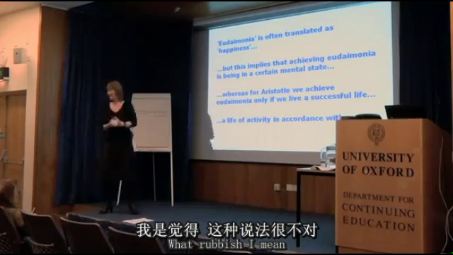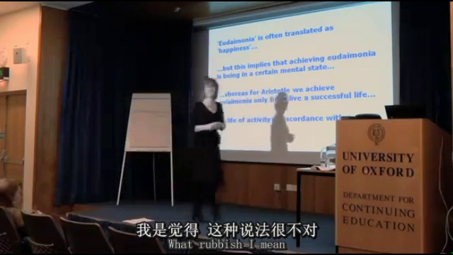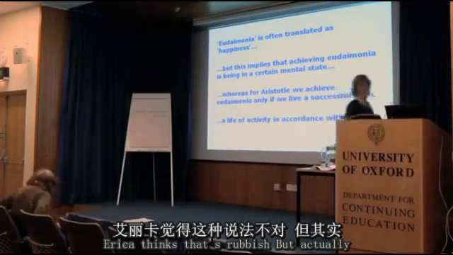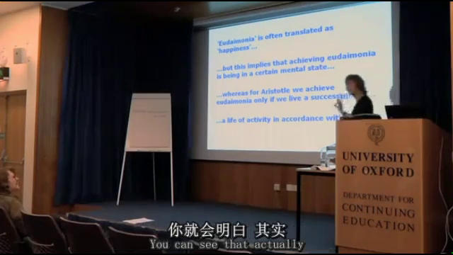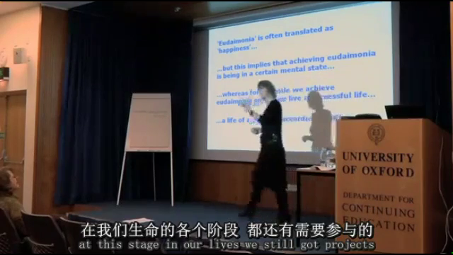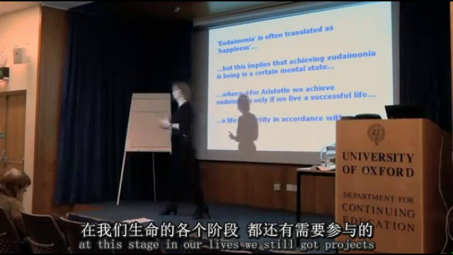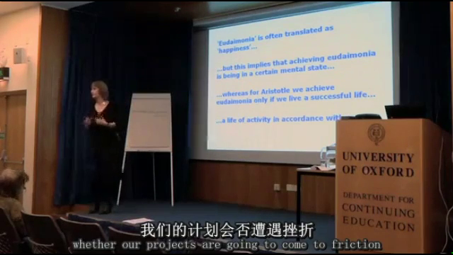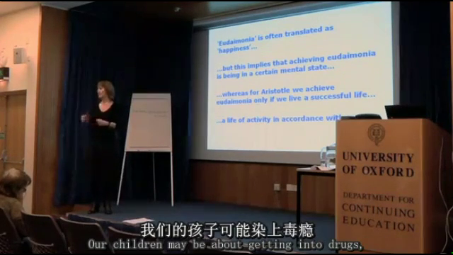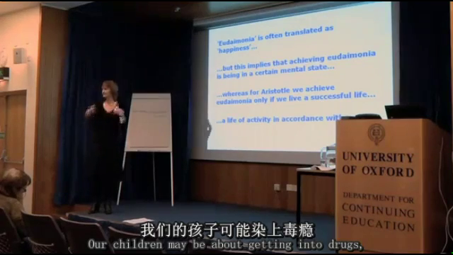Erica thinks that's rubbish, but actually, if you understand what eudaimonia means, you can see that at this stage in our lives, we've still got projects that we're engaged in, aren't we? We still don't know whether our projects are going to come to fruition. Our children may be about to get into drugs and sex and rock and roll.